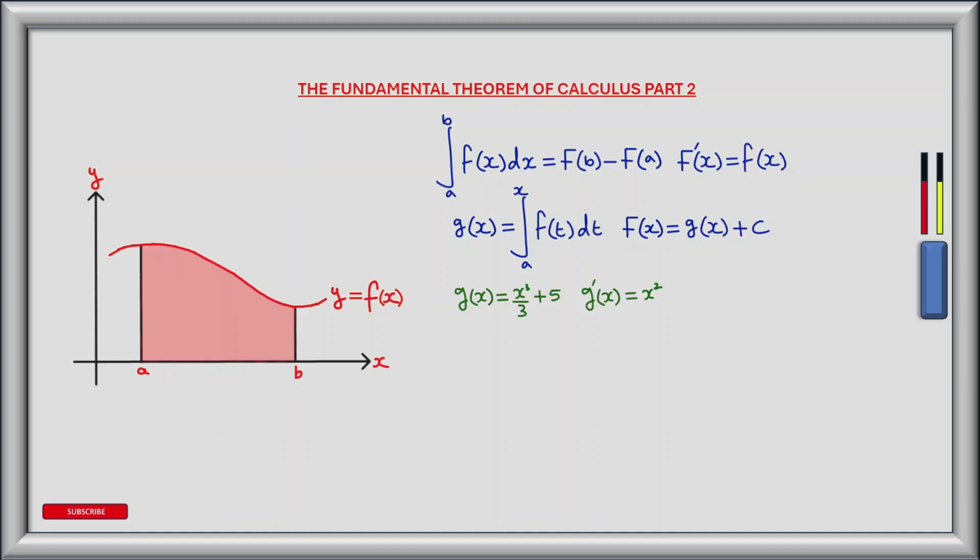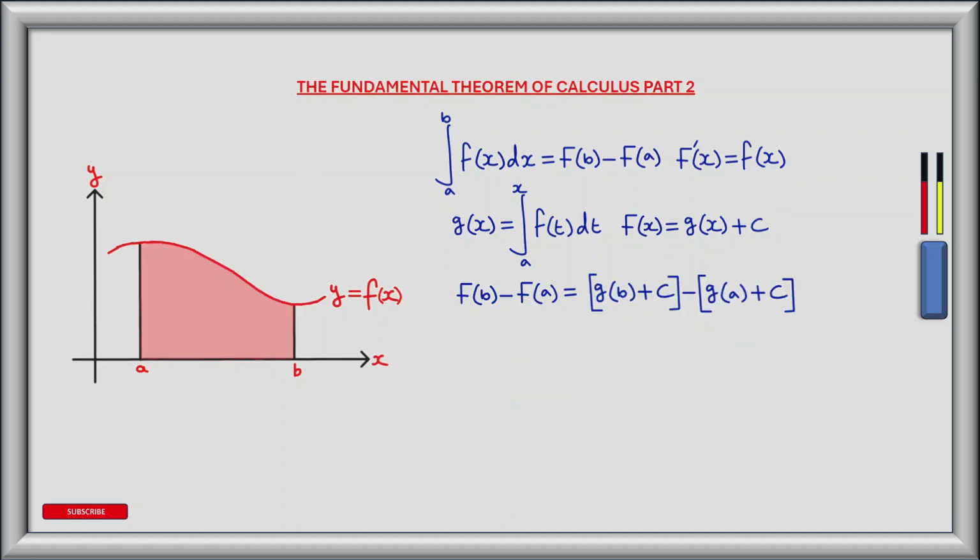To see why this is true, let's assume g(x) equals x cubed divided by 3 plus 5. If we take the derivative of this, we get x squared. Now let's assume capital F(x) is g(x) plus 2. So substituting for g(x), that's x cubed divided by 3 plus 5, we get x cubed divided by 3 plus 7. So its derivative, capital F'(x), is also x squared. So the value of c, shown here in this case, is 7 minus 5, which equals 2.